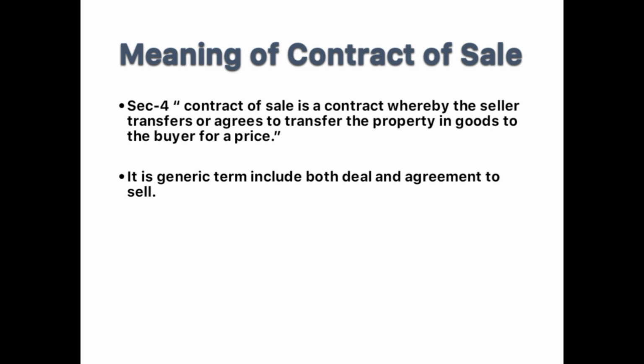Meaning of contract of sale. Section 4: A contract of sale is a contract whereby the seller transfers or agrees to transfer the property in goods to the buyer for a price. It is a generic term that includes both a sale and an agreement to sell. This act defines a contract wherein the seller of particular goods transfers or agrees to transfer the goods to the buyer for some price.